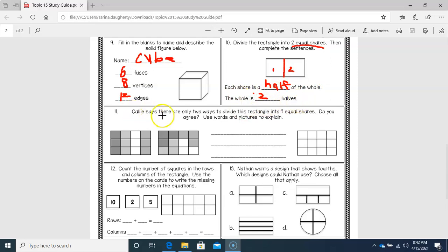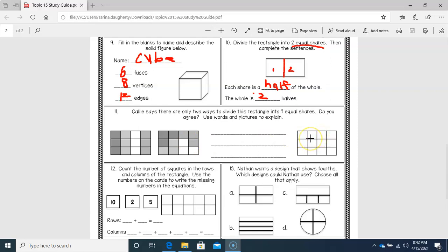All right, number 11. Callie says there are only 2 ways to divide this rectangle into 4 equal shares. Do you agree? Use words and pictures to explain. All right, so you can see that she's done it 2 different ways. So she did it this way. You can see the colors. Are there other ways to do it? She did it this way, she did it this way. Are there other ways?